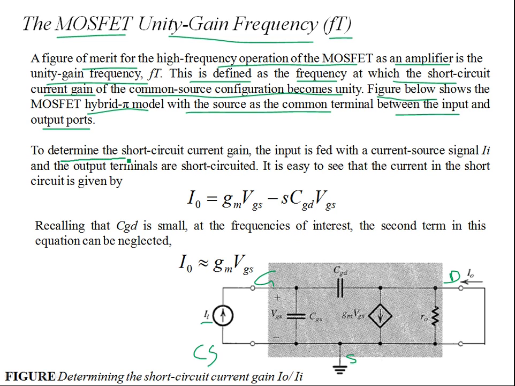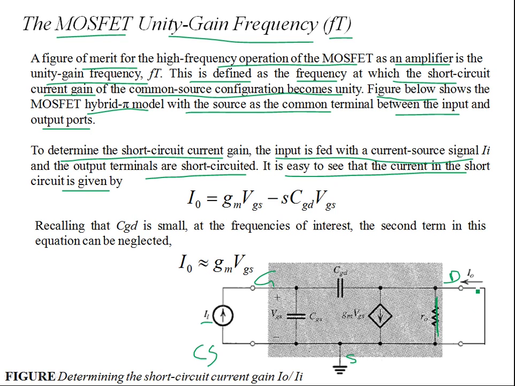So to determine the short circuit current gain, the input is fed with a constant current signal Ii, and the output terminals are shorted. It is easy to see that the current in the short circuit is given by, if you apply the KCL over here, this resistance is basically shorted out.